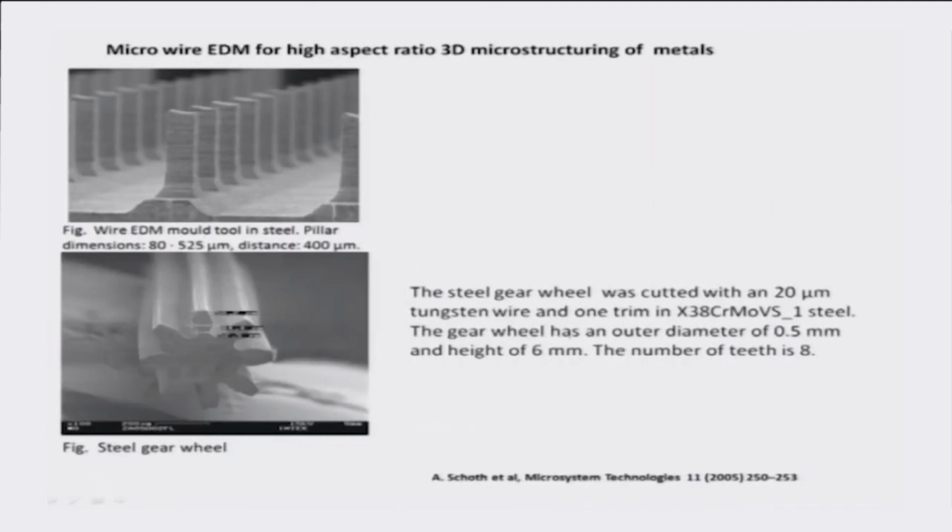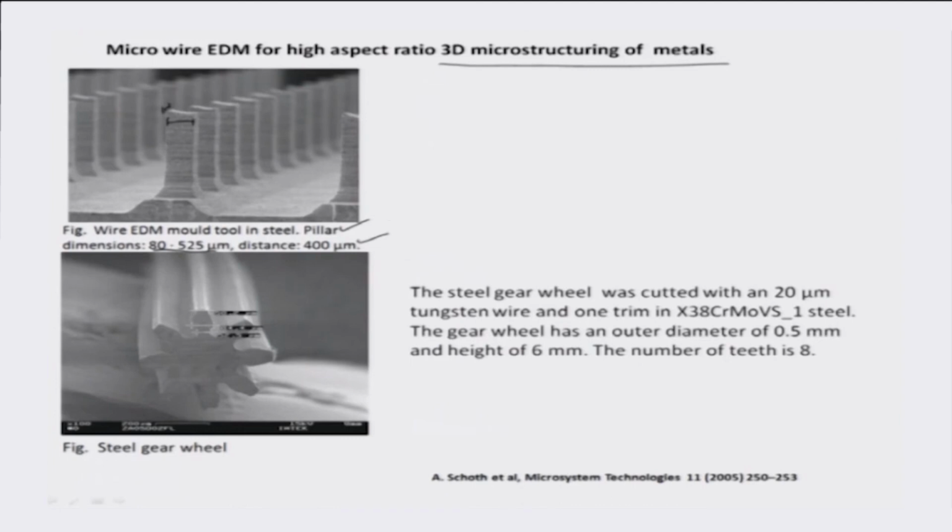These are some other examples. Again, you can see how high aspect ratio structures can be developed by micro wire EDM using the same concept of LIGA plus EDM as has been illustrated before. These are pillars of dimensions 80 to 525 microns in length scale. So, 80 microns is the breadth or thickness of the pillars, and 525 microns is the depth of the pillars, and these pillars are being printed at 400 micron depth. So, they are very high aspect ratio structures which can only be obtained through this specialized process.